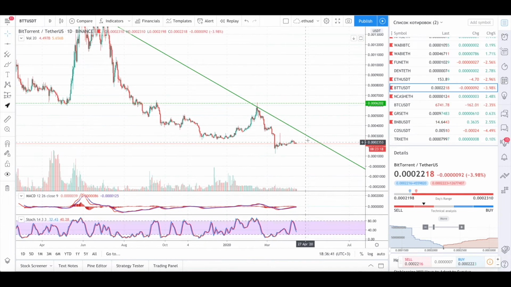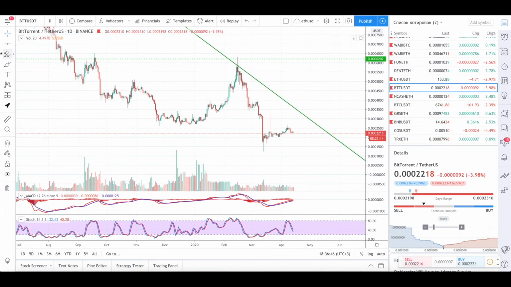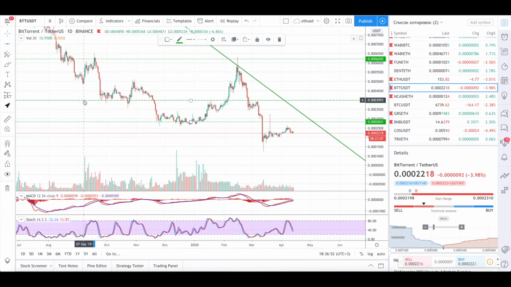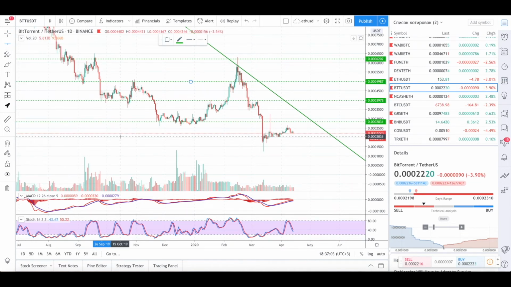Most likely we will observe that in a short time the coin will touch its own trend line again, and then it will be necessary to observe how it behaves. At this moment the coin is at its local lows. There was no coin below this price.